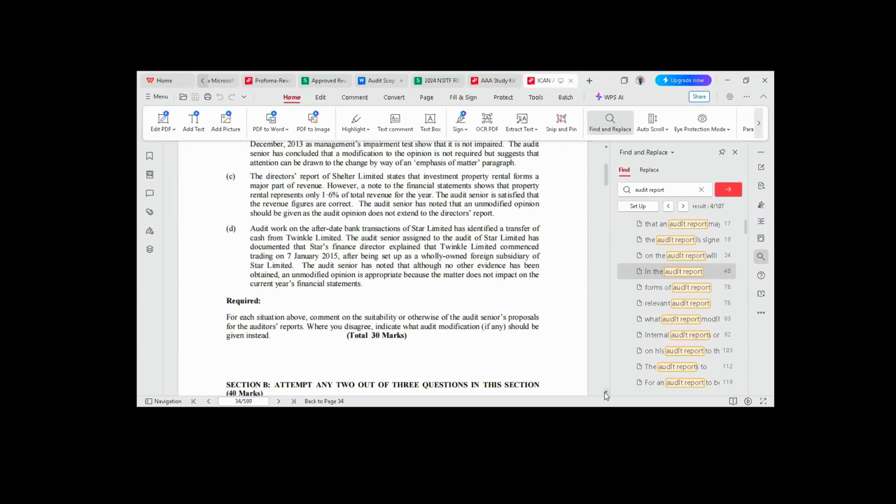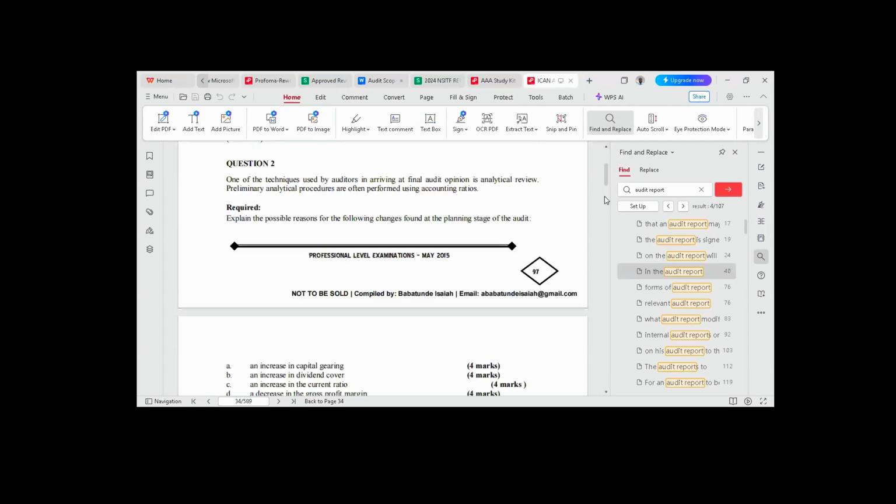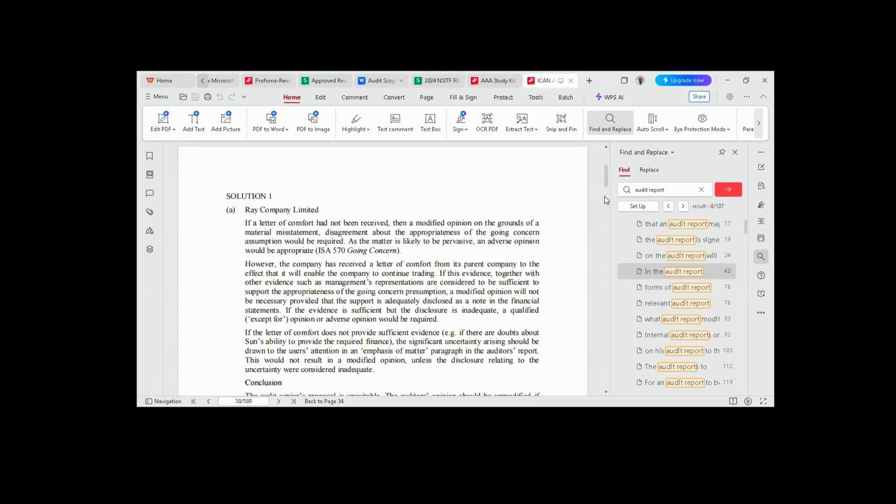So without wasting time, let's look at how the questions have been answered. Okay. Let's go to the solution. The first one, Ray Company Limited. If a letter of comfort had not been received, then a modified opinion on the grounds of material misstatement, disagreement about the appropriateness of the going concern assumption, will be required.